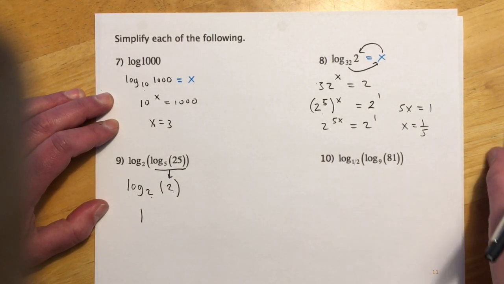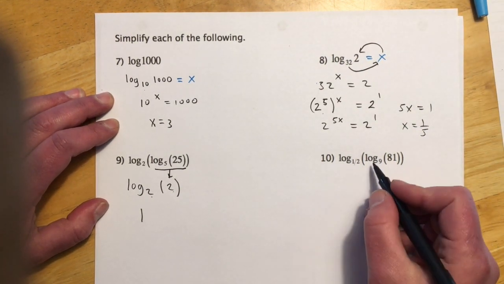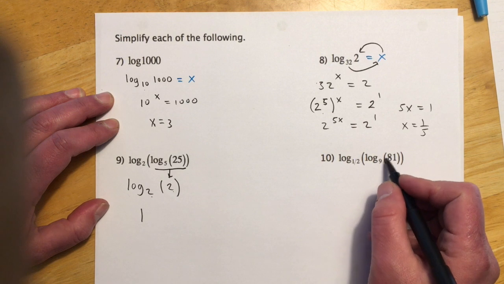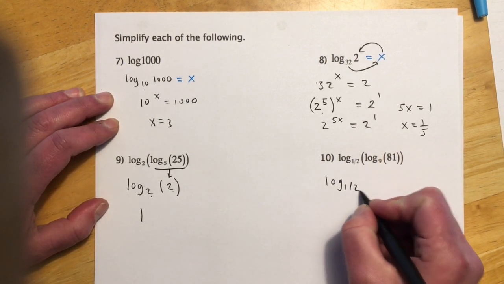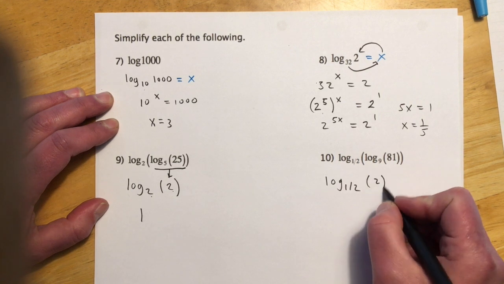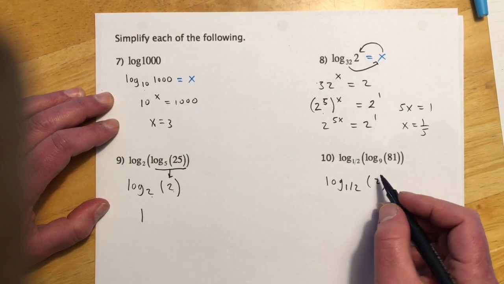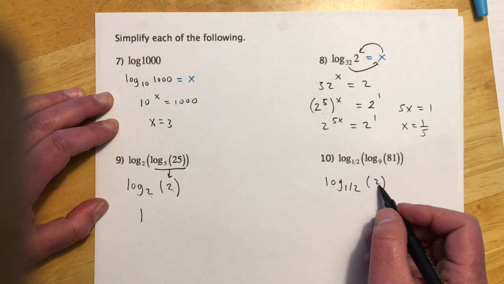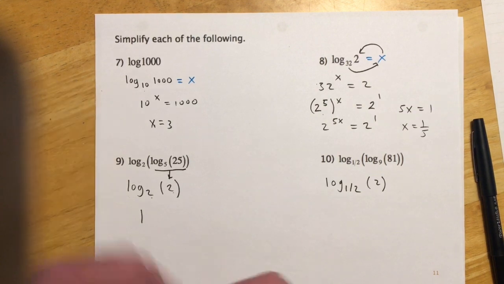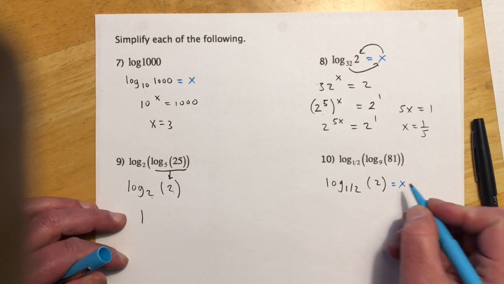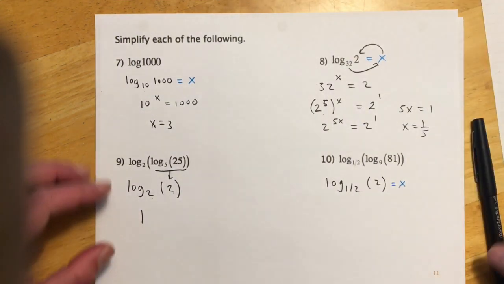For number 10, this one is: what power do I raise 9 to get 81? And so that would be 2. And then we have, what power do I raise 1/2 to get 2? And that one is maybe a little bit hard to think about, so that's the spot where maybe I invent an x, and it lets me write it in a form that's a little more comfortable.